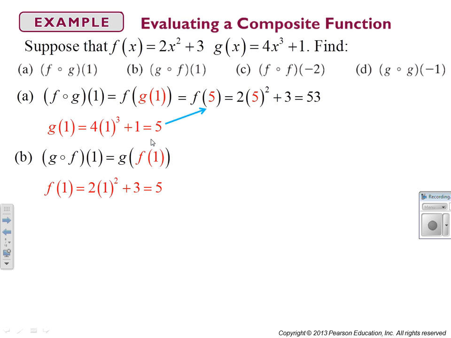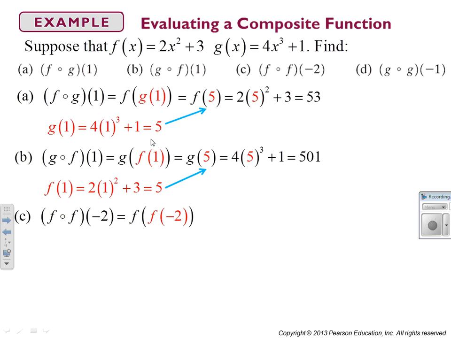f of 1 is 1 squared times 2 plus 3. That is 2 plus 3, which is 5. Then I'm going to take that 5 and plug it into my g function. So g of 5 is 5 to the 3rd power, which is 125, times 4, which is 500, plus 1, which is 501. So all we're doing is plugging the number in first and finding the value. I like these ones. It's a lot more straightforward.